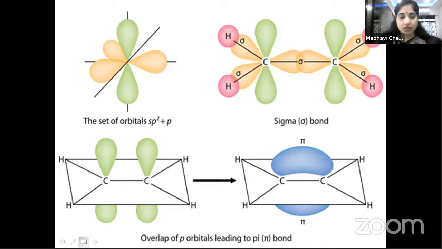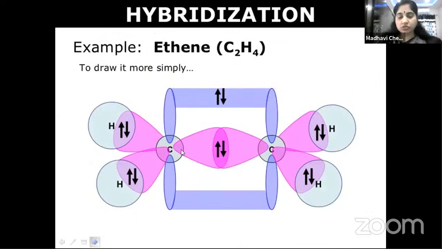Okay, so here you can see in this figure clearly, one sigma bond. How is the CC sigma bond formed? The sp2 hybrid orbital of carbon and the sp2 hybrid orbital of carbon, when they overlap, give the CC sigma bond. And these are CH sigma bonds. Next, these are unhybridized p orbitals. These are perpendicular to the plane, so they overlap in a sideways manner and give a pi bond.